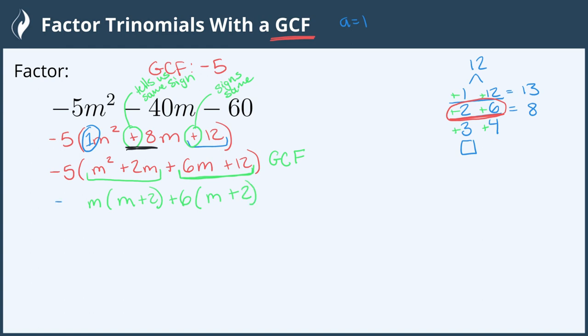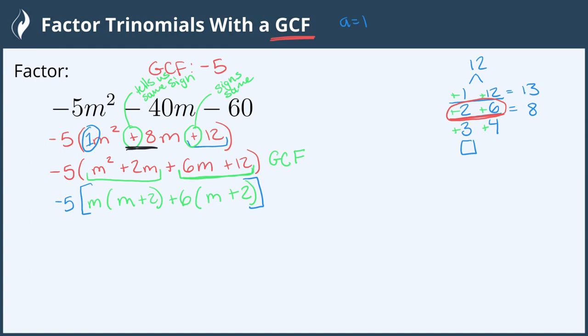And we still have this negative 5 on the outside, and because it was being multiplied to everything inside, we're going to put brackets just so that it designates that it's on the outside of everything. It was the first thing we took out, so it's going to be on the outside.